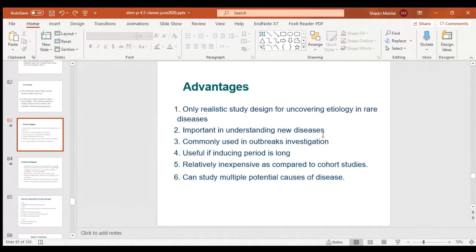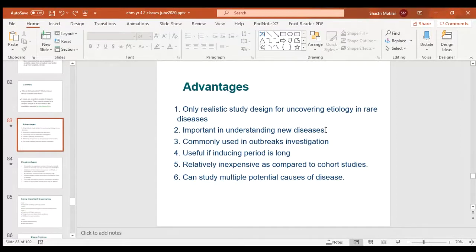And it's good in understanding new diseases. So anytime we get new diseases, COVID-19, swine flu, all these new diseases that prop up, what is often done is a case control study. It's commonly used in outbreak investigations. You all will do outbreaks in year 5 when you go to a public health rotation. And case control studies are good to find out rare diseases.